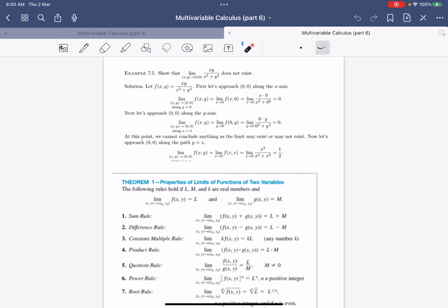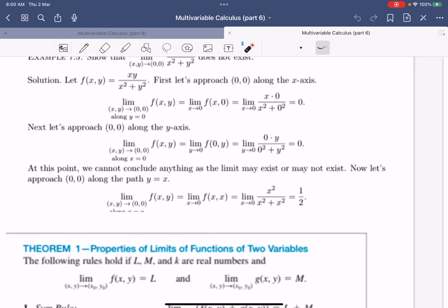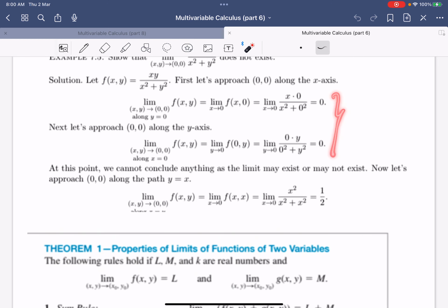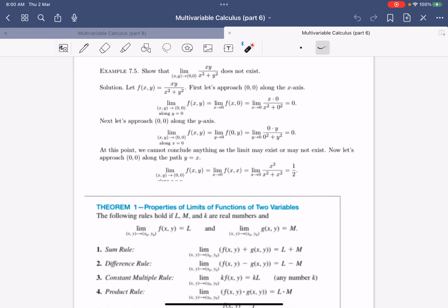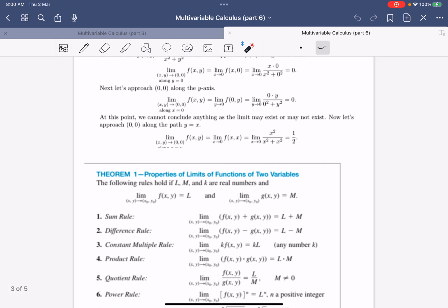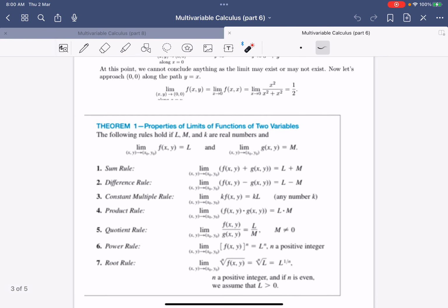And so you can see how even though we are able to find two paths that give the same limit, the limit might still not exist, because as long as you can find another path, and there are infinitely many paths, the limit will not exist. So this gives us a reason and a motivation to find certain properties of limits so that we can easily calculate the limiting value of a function.